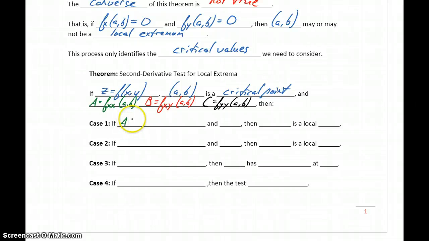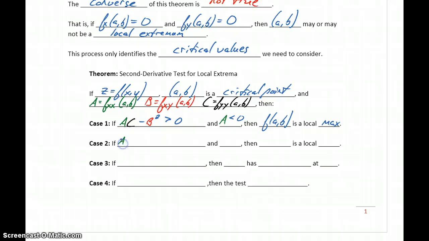Then what we're saying is that if AC minus B squared is greater than 0, so strictly positive, and if our value for A is less than 0, then f of (a,b) is a local maximum. So our process again is going to be to find these critical points where our first derivative with respect to each variable is equal to 0. We generate these values for A, B, and C. We first evaluate this expression, AC minus B squared, and check if that's greater than 0. Then we look at just A by itself. If that's less than 0, then this point that we found is a local maximum.